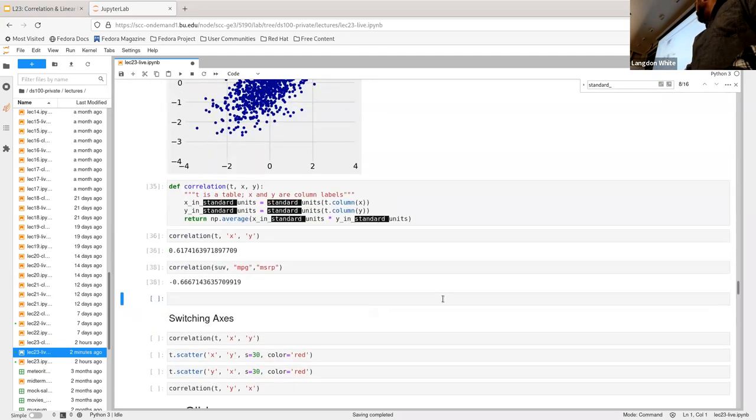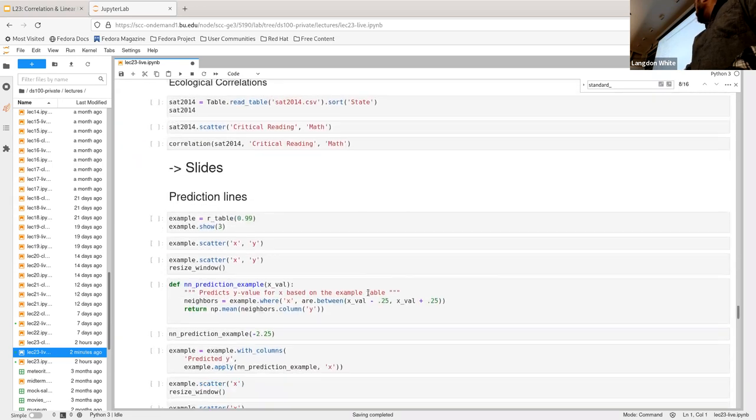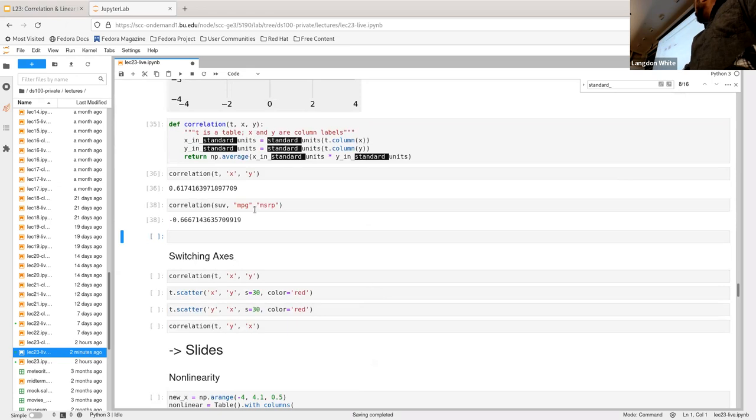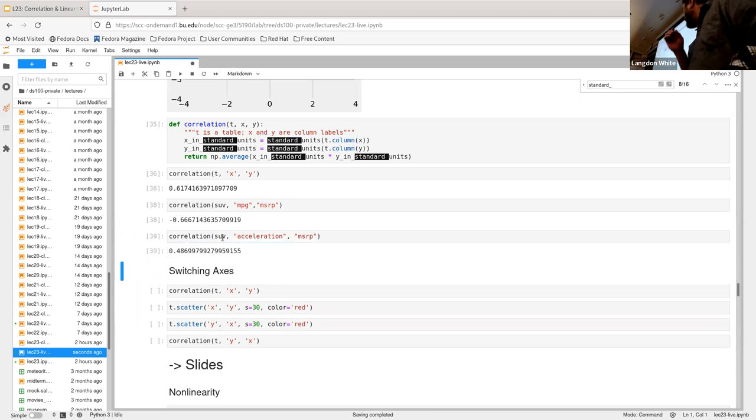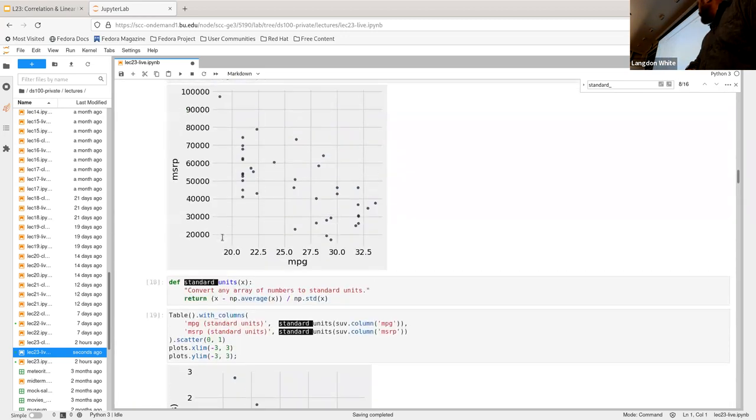And then if we did the other side, nothing works there. All right, so then we could do correlation of SUV, and then we can do acceleration and MSRP, assuming I typed everything correctly. All right, so that one gives us a 0.486. So with the acceleration and MSRP, that was the one we were a little less sure on.